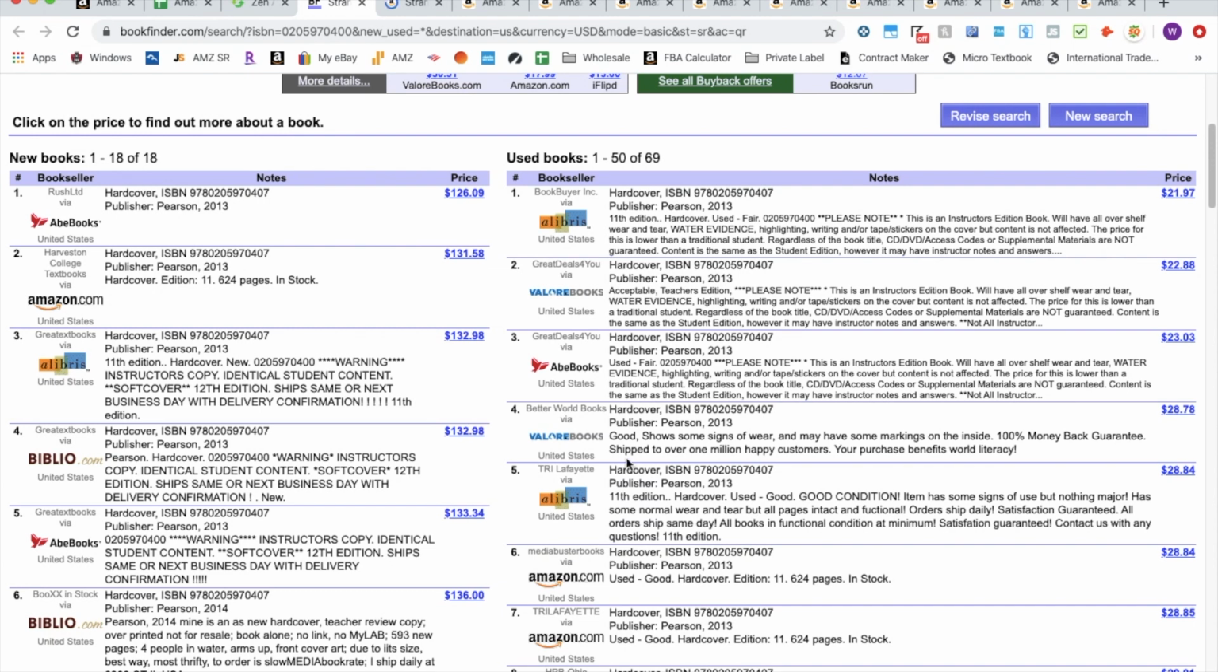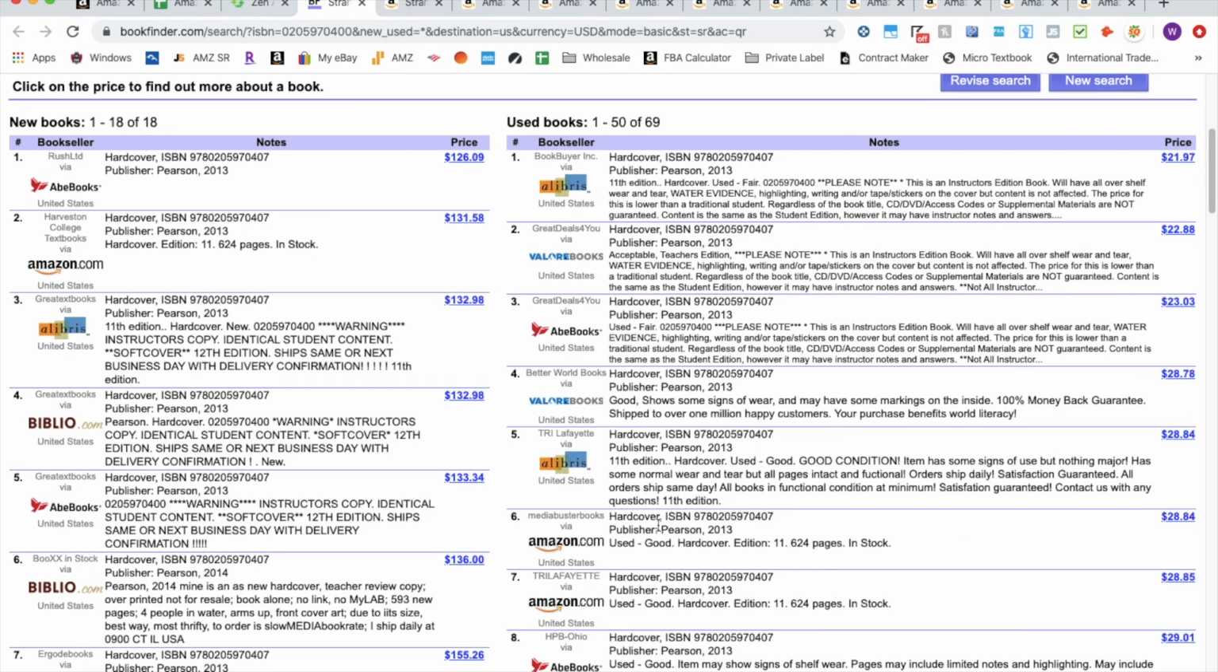I'm going to go here to Valore. In this case, I'm actually going to buy from Amazon. One, Amazon's easier to deal with returns in case you get a water damaged book, that kind of thing. And also, little pro tip, if you are flipping on Amazon quite often, you can get the Amazon credit card, and then you'll get 5% cash back.